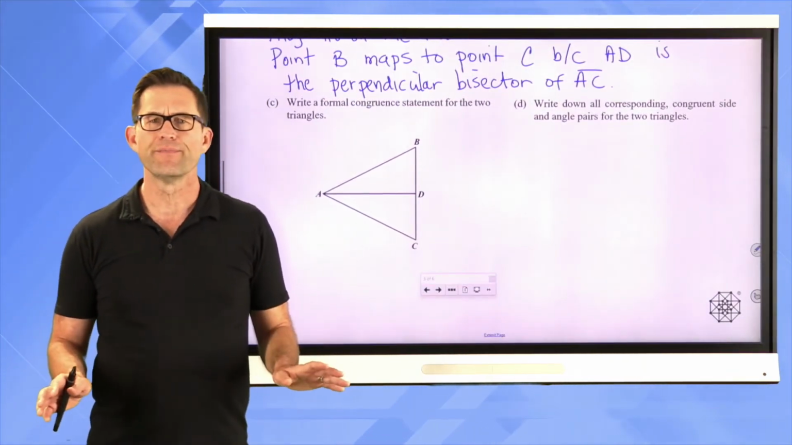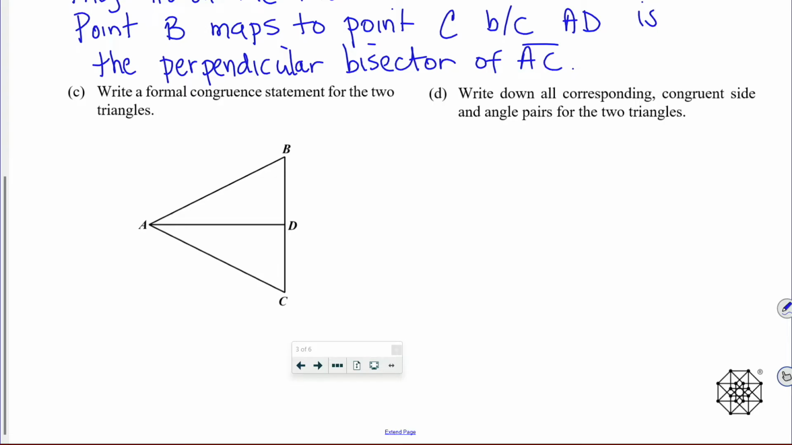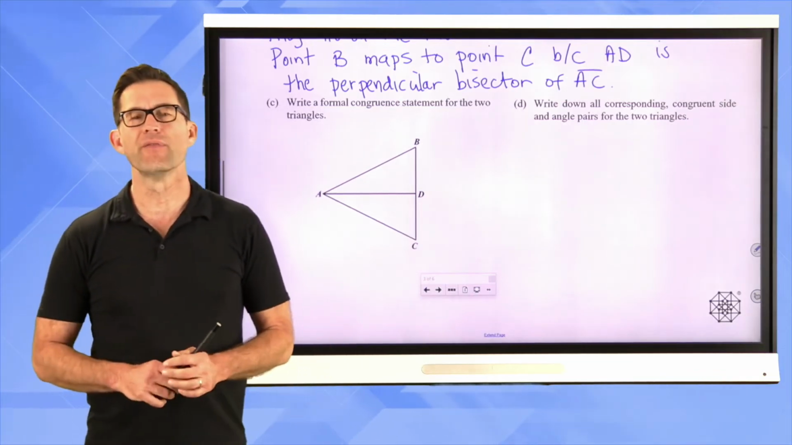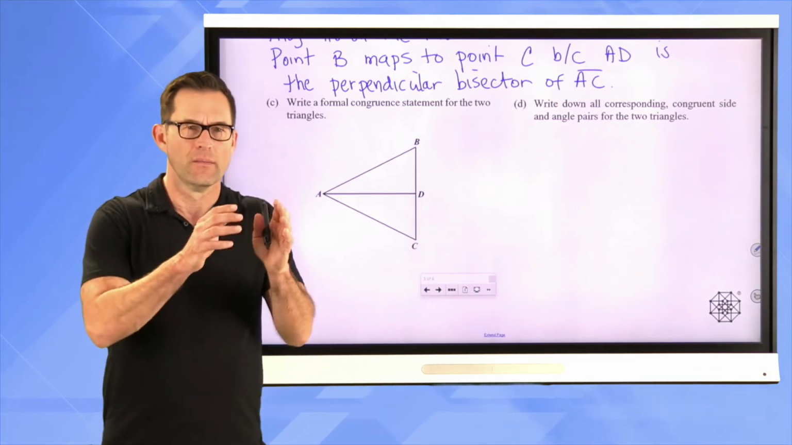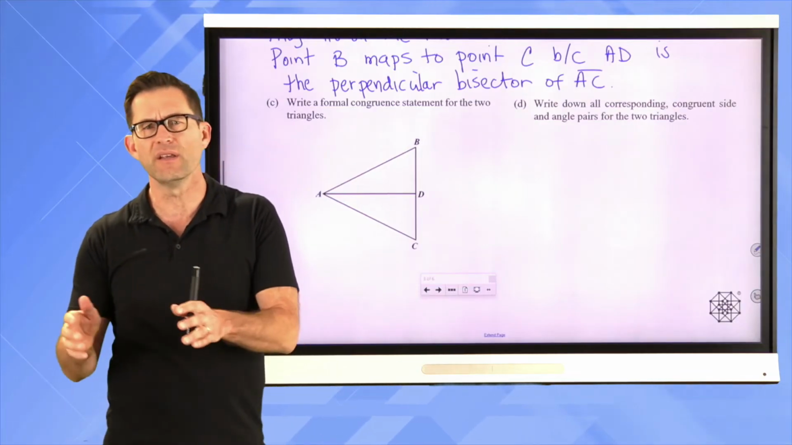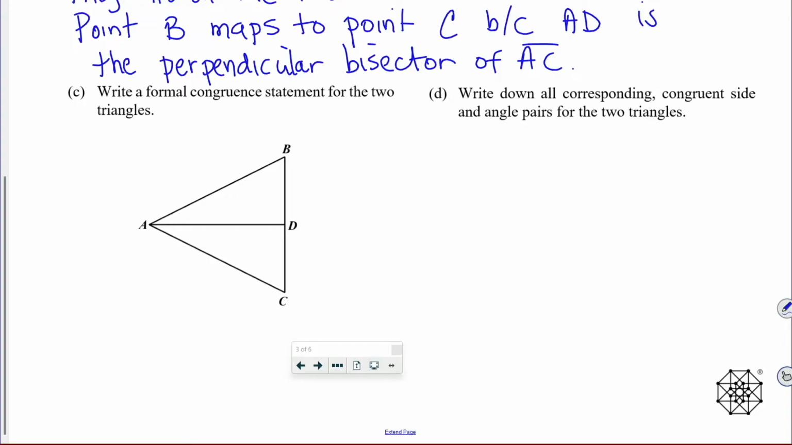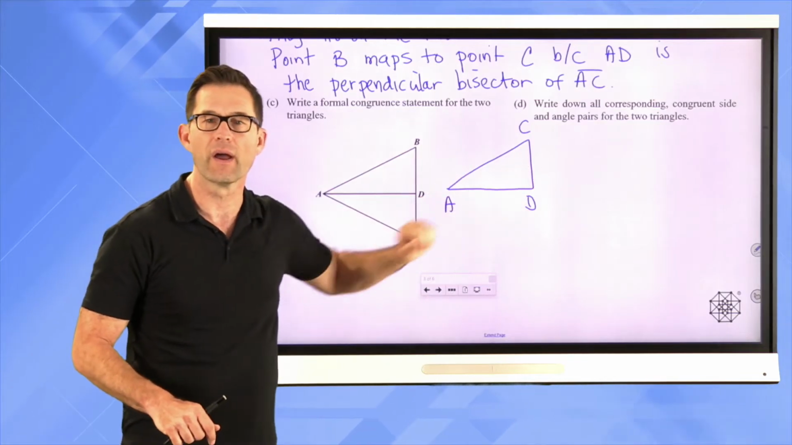Now, letter C. Write a formal congruence statement for the two triangles. All right, so let's talk about this. We're going to see a lot of this in the coming lessons. Triangle ABC is congruent to triangle DEF or whatever, right? Now, what I'm going to do is really quickly draw the two congruent triangles sitting beside each other. So these are my two congruent triangles. I'm just taking my triangle ADC and writing it right here.